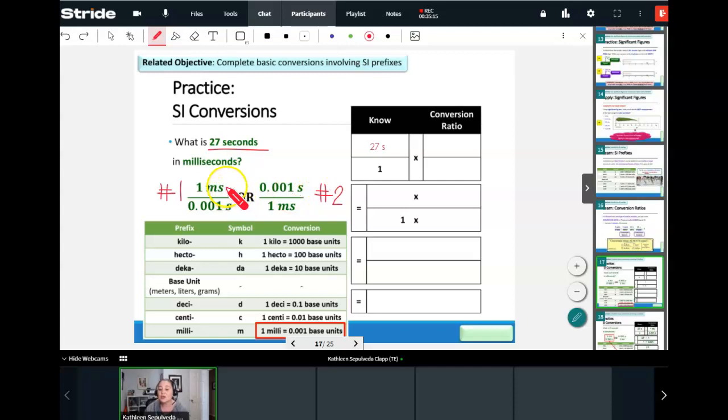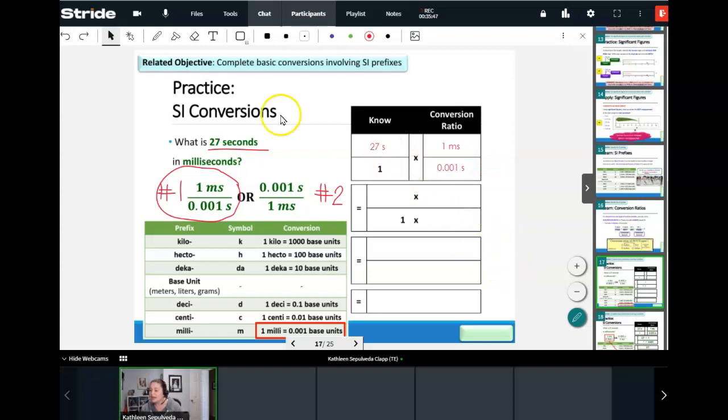Yeah, it's going to be this first one here. This is going to be my conversion ratio because seconds is on the bottom. And I'll tell you why in just a second. So right here, I'm going to go ahead and put 1 millisecond on top. And I just literally copy it. That's all I'm doing, I'm just copying it. And 0.001 seconds on the bottom.